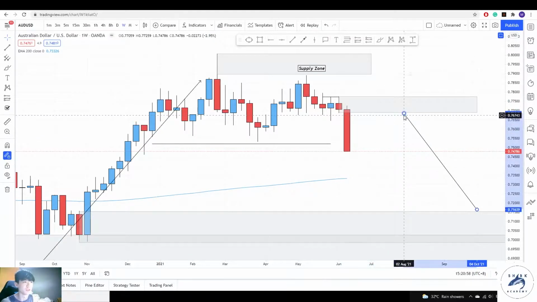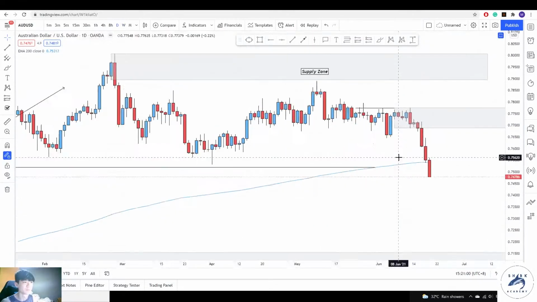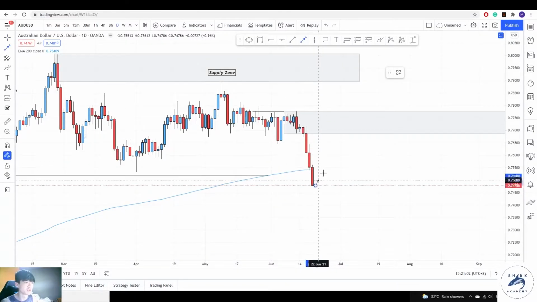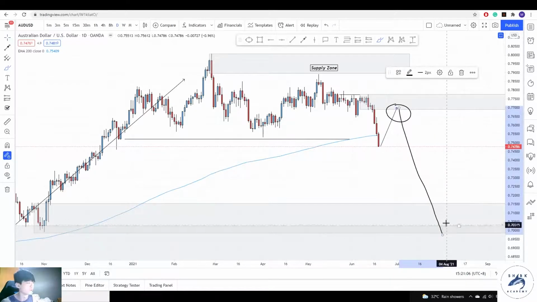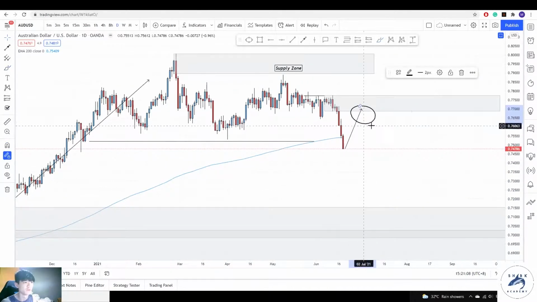So dropping down to the daily time frame or the lower time frame, right? We are expecting prices to reach towards this level, give us some sort of a reversal pattern before moving down towards our demand zone. So look for selling confirmations inside of here to take it down.